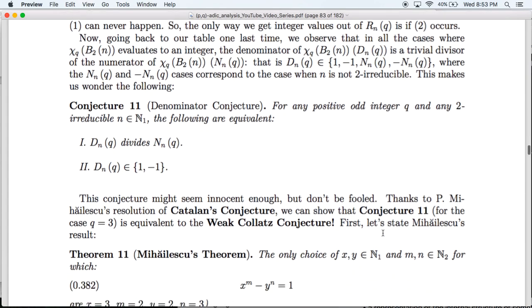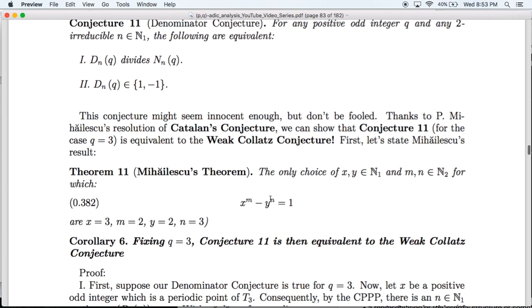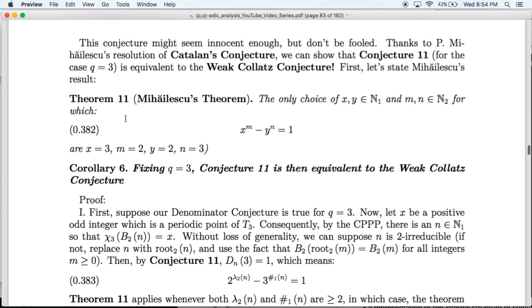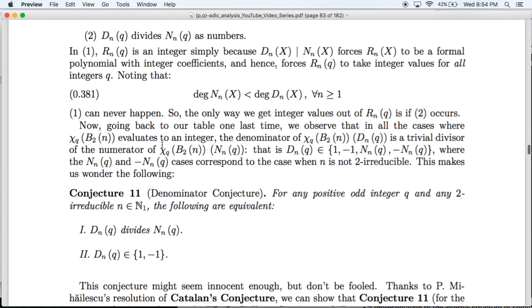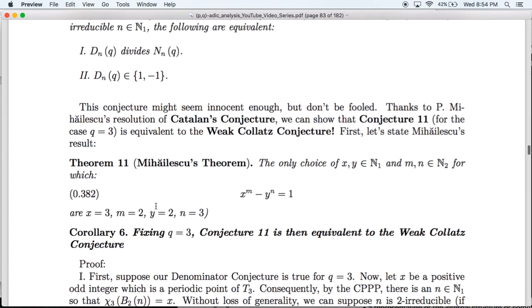First, let's state Mihailescu's result. It's the proof of Catalan's conjecture, which is that the only choice of positive integers x and y and integers m and n which are greater than or equal to 2, for which x to the m minus y to the n is equal to 1, is the case when x is 3, y is 2, m is 2, and n is 3. So now we have a corollary of Mihailescu's result. Fixing q equals 3, this conjecture is equivalent to weak Collatz.